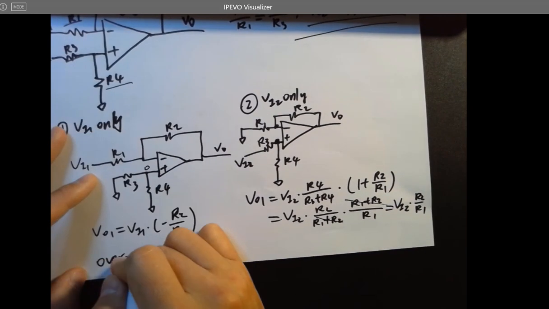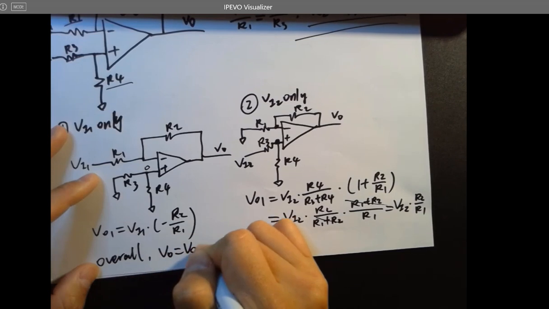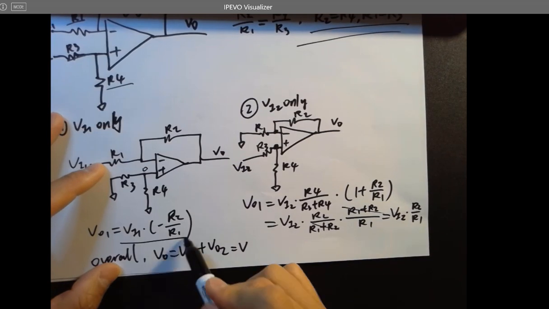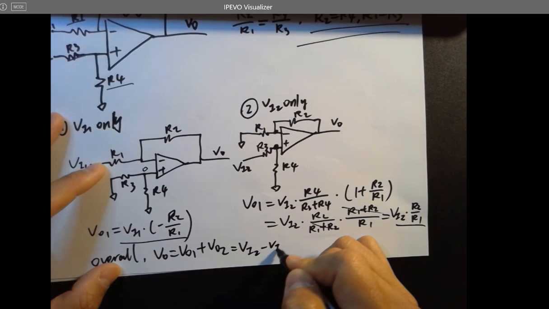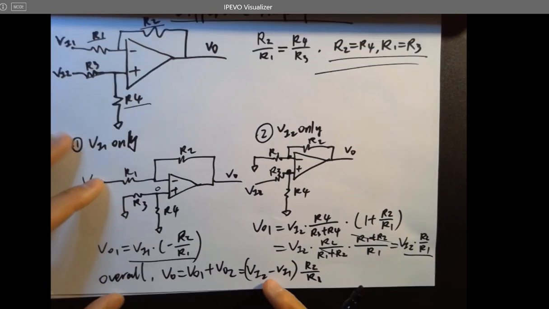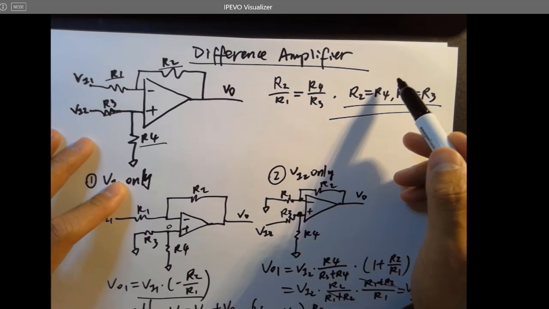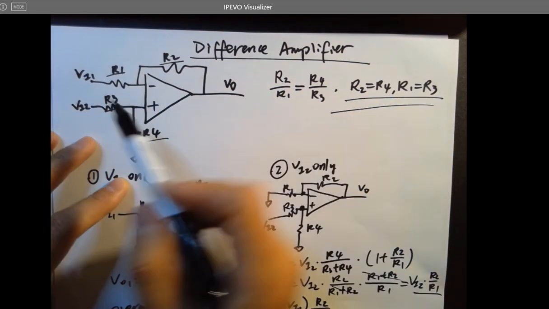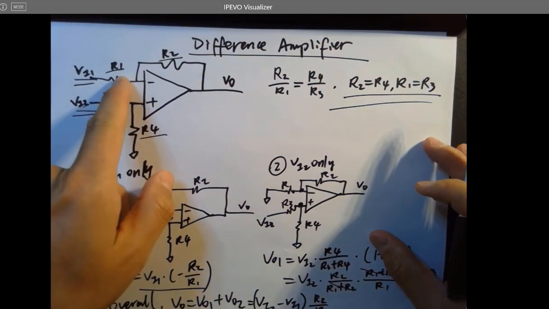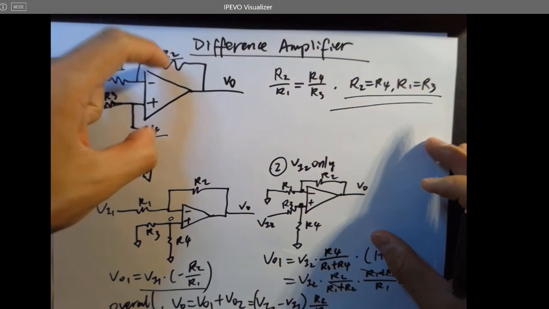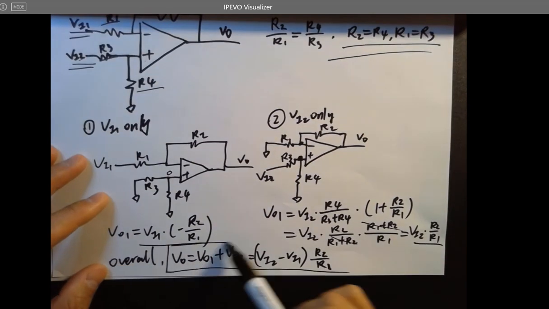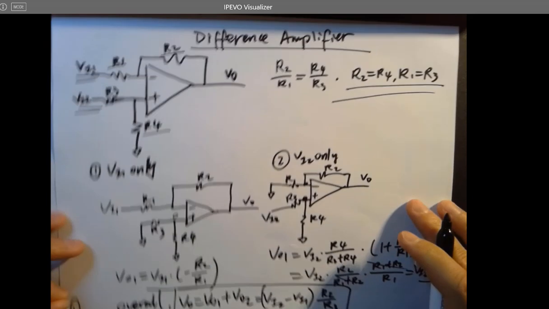So overall, VO equals VO1 plus VO2. Just add these two together, and it will be VI2 minus VI1 times R2 over R1, which is the gain here. And you can see the reason we call this amplifier a difference amplifier is because it's amplifying the difference between these two terminals, which is the non-inverting terminal's input minus the inverting terminal's input, times the resistor ratio from here to here or here to here. Doesn't matter because they are the same resistors. Okay, so here is the voltage gain for the difference amplifier. Keep in mind that's a difference input.